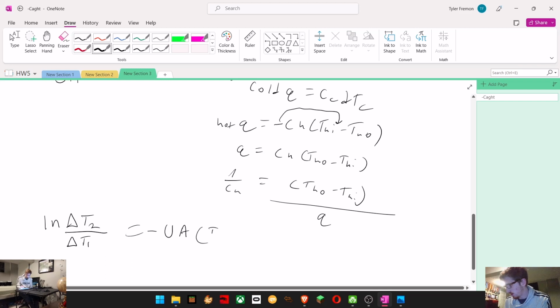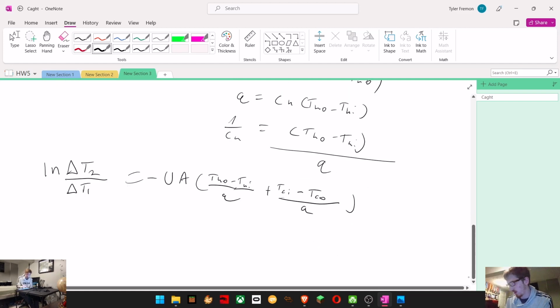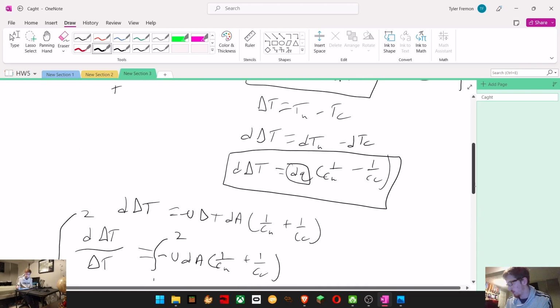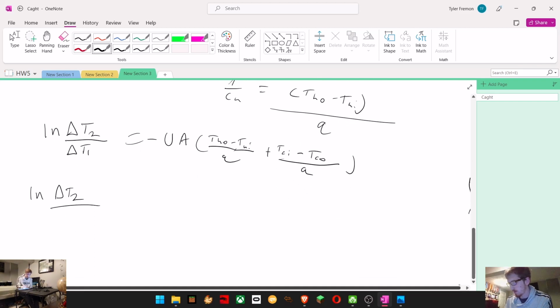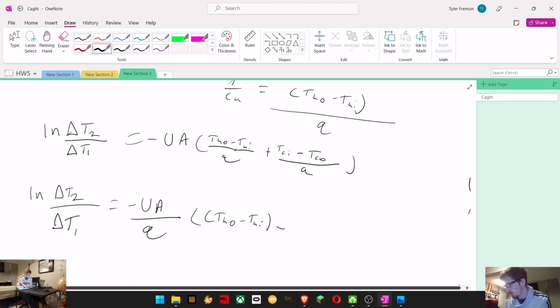So we have THO minus THI over Q plus TCI minus TCO over Q. And then we'll just move the Q out. So we have ln delta T2. And again, the delta T2 and the delta T1 are just the difference in temperatures at the 2 points that we choose. So you have delta T2 over delta T1 is equal to negative UA over Q times THO minus THI plus TCI minus TCO.